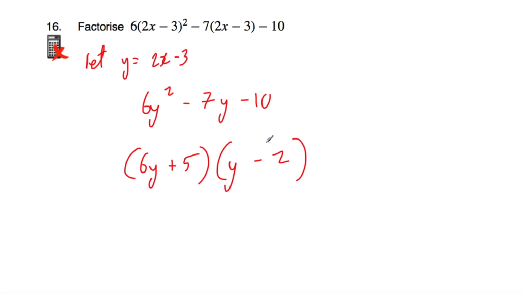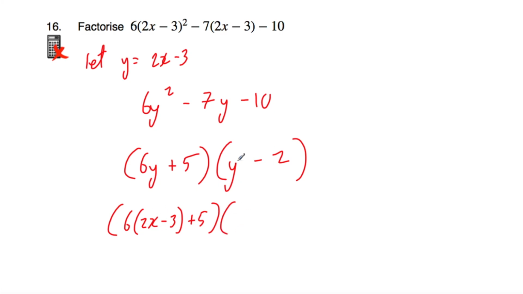6y times minus 2 would be minus 12y. And then we've got 5 times y is 5y. So minus 12y plus 5y would be minus 7y. Fantastic. And then 5 times minus 2 would be minus 10. So we've factorised that. Now let's replace our y's with what we had, our 2x minus 3. So we've got our first bracket here. We'd have 6, and then instead of y, we've got the bracket 2x minus 3, and then plus 5, close brackets, just replacing the y with the bracket 2x minus 3.